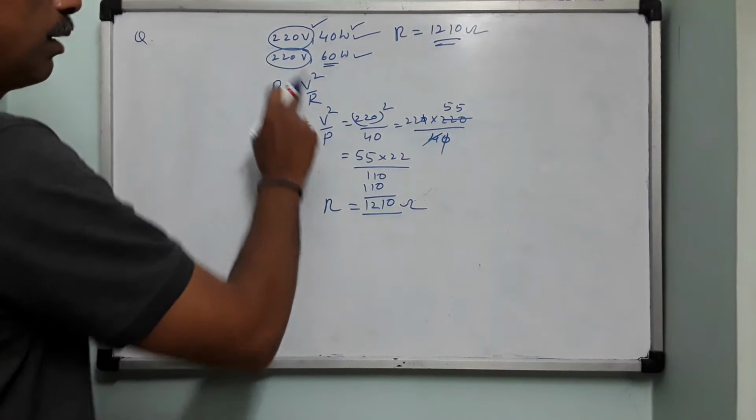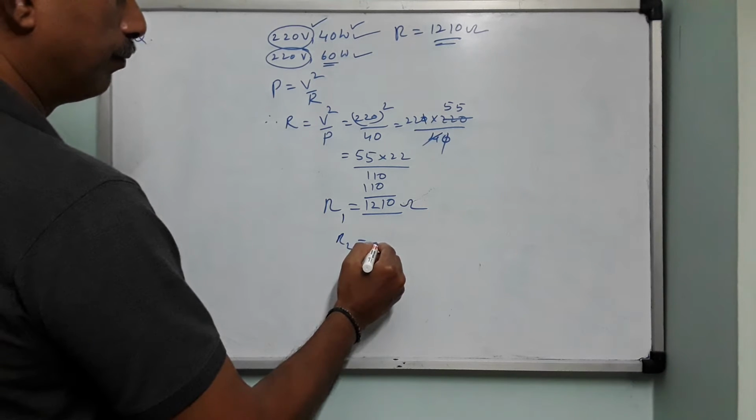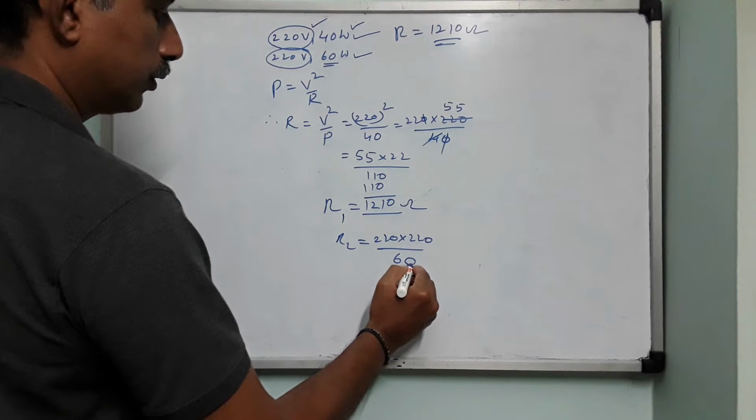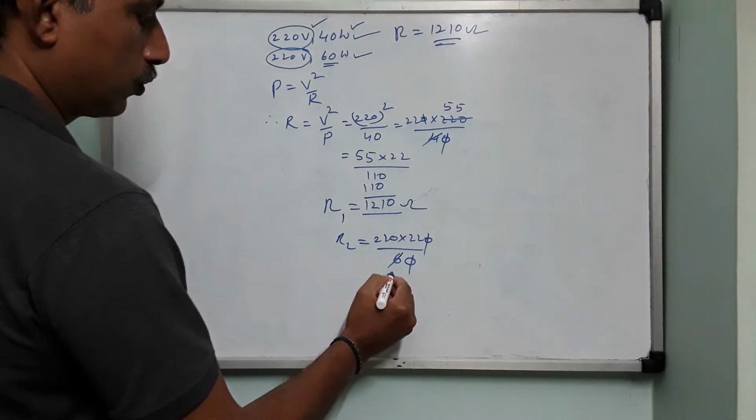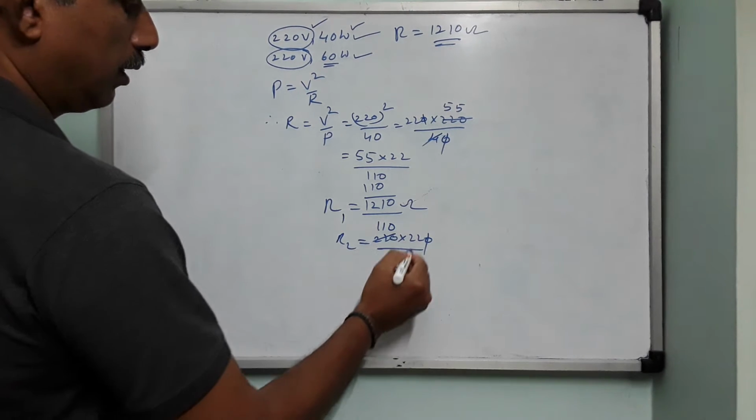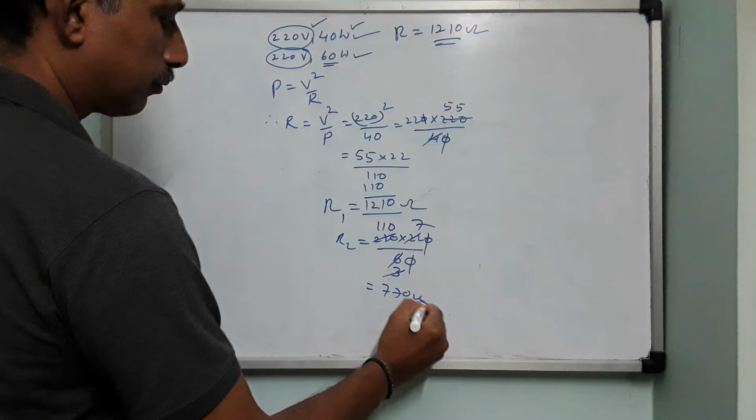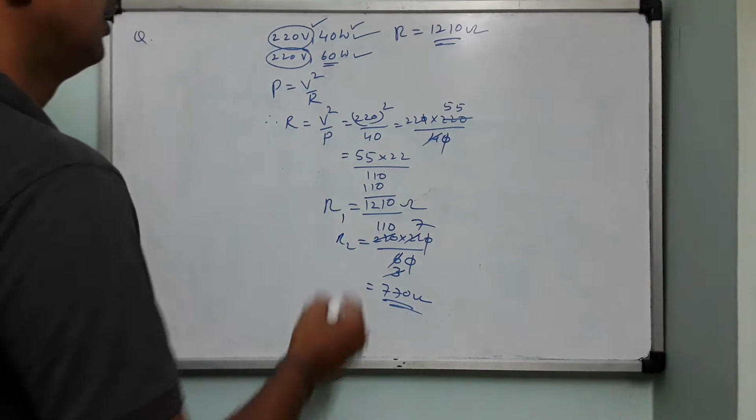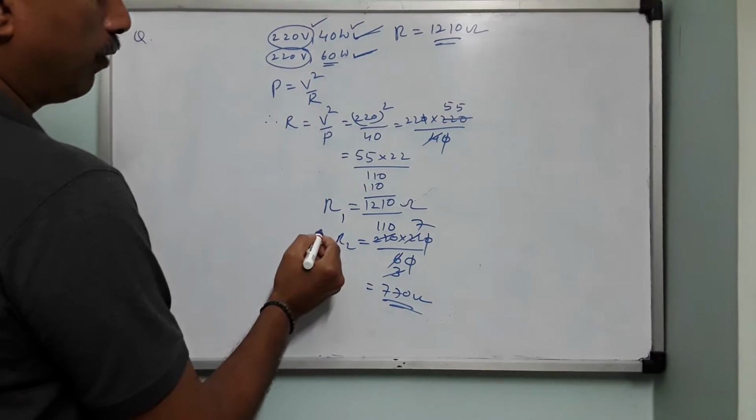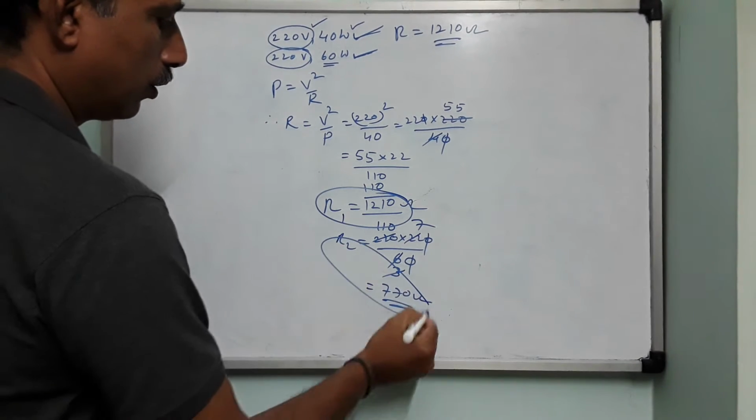Similarly, if you calculate for this bulb, R2 equals 220 into 220 divided by 60. This 0 will cut here. So this 22 into 3, approximately, I will cut it as 7 times. So you will get 770 ohm. Which bulb has more resistance, the 40 watt bulb or the 60 watt bulb? The 40 watt bulb will have more resistance because its resistance is 1210 and the other's is only 770.